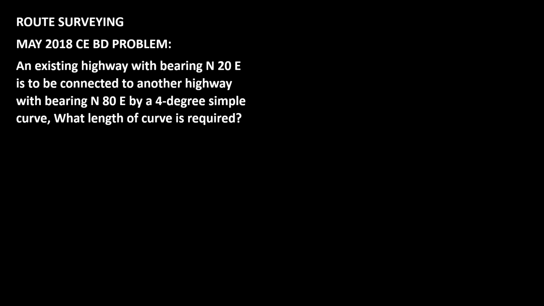And allow me to read the problem. An existing highway with bearing north 20 degrees is to be connected to another highway with a bearing of north 80 degrees east by a 4-degree simple curve. What length of curve is required? Given below is our illustration. Let's try to solve now the problem.